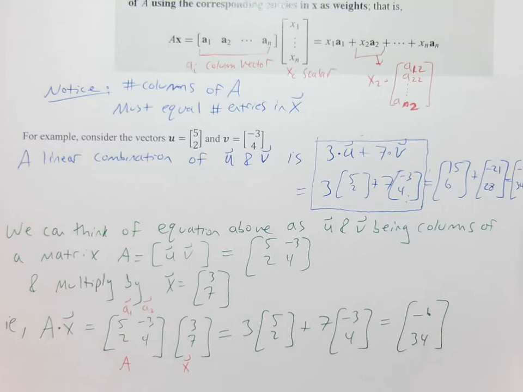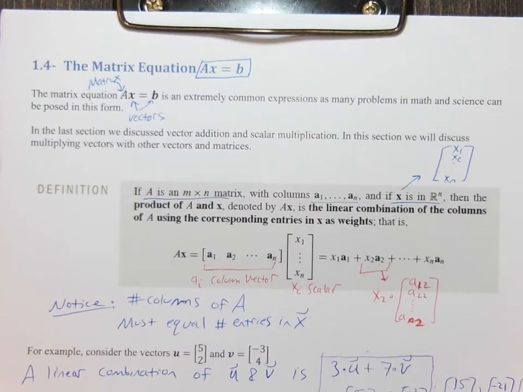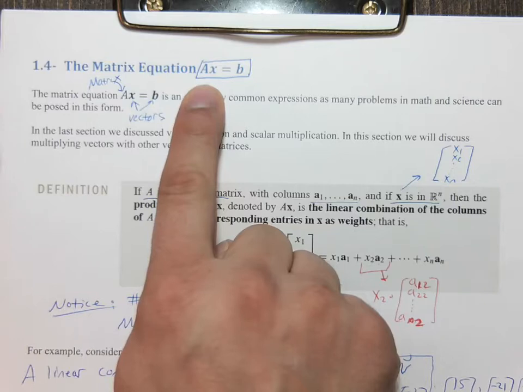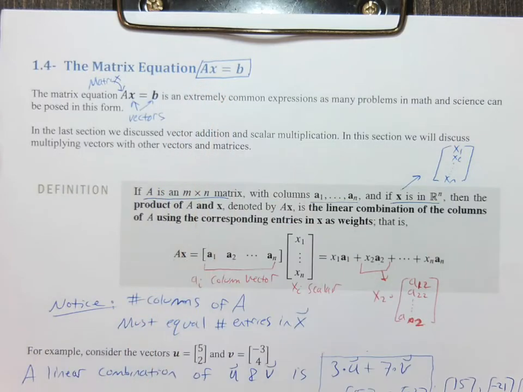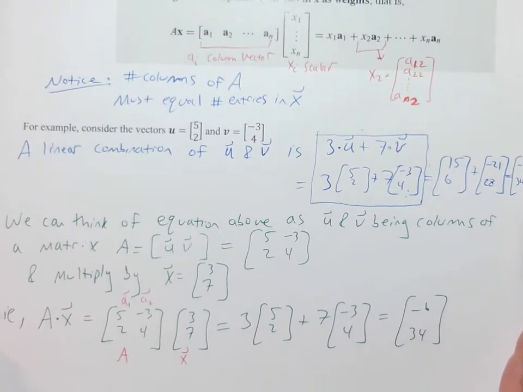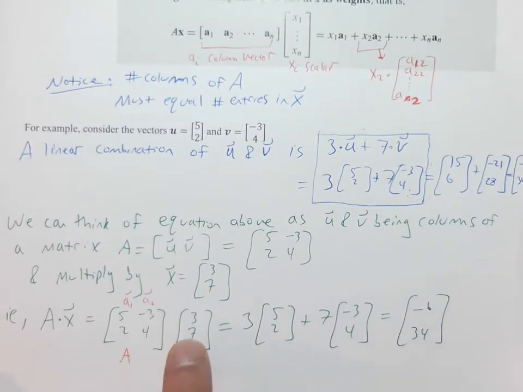And so when we talk about AX equaling B, let me just slide back up to the top here. The matrix equation AX equals B, we've talked about AX so far. B is what you get when you multiply A times X, right? So in this particular case, we multiplied A times X. This is how we did it. And then this is the answer. And so this is the B in the above equation.